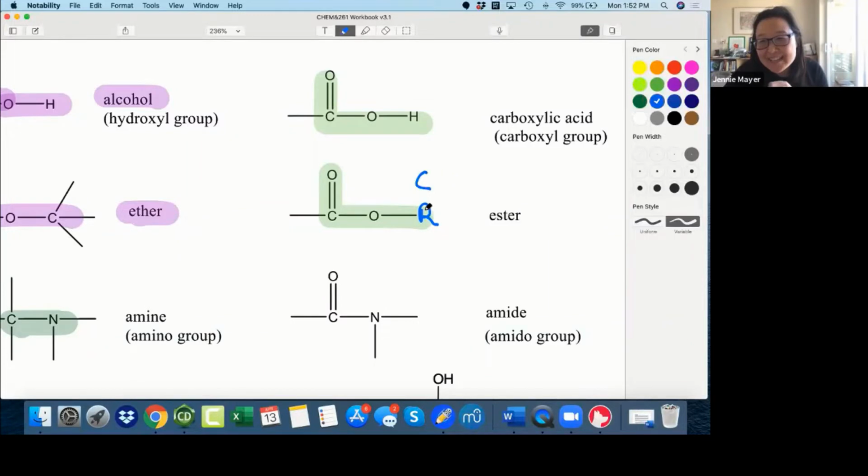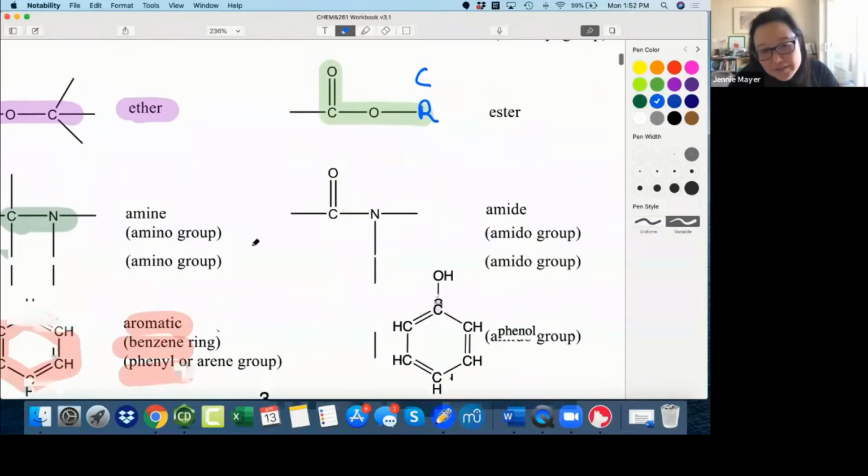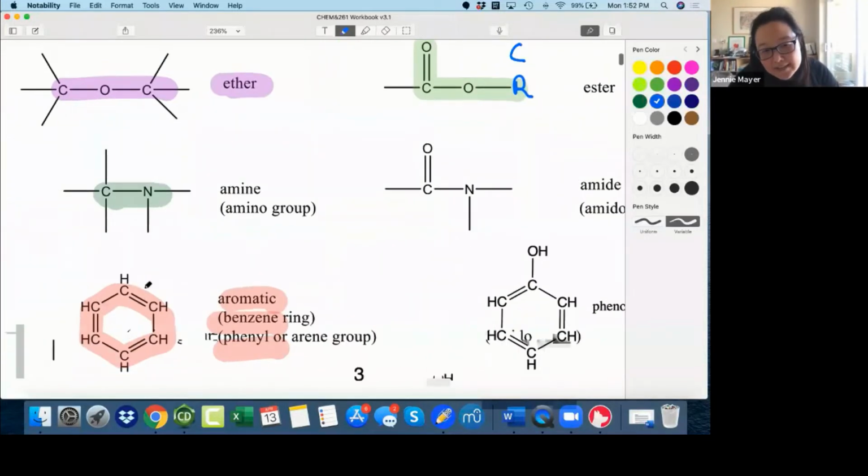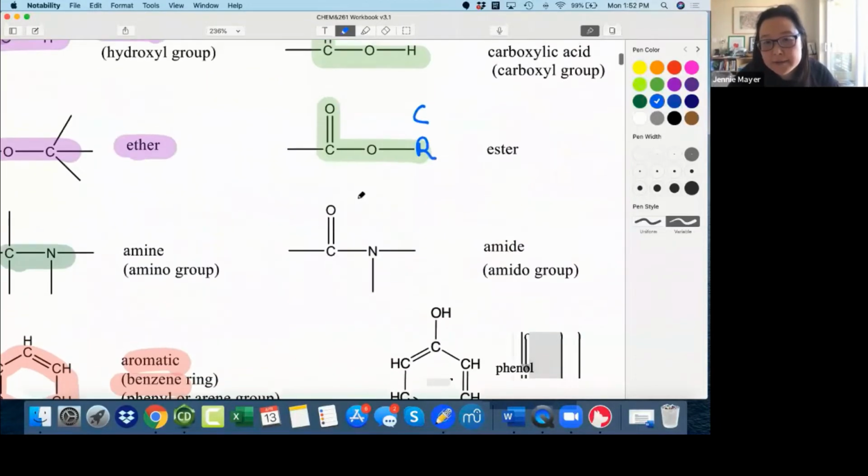Okay, and yeah, the double bonds can't be anywhere in the ring, they have to be alternating. So it has to be double bond, single bond, double bond, single bond, double bond, single bond. It has to be that kind of pattern.